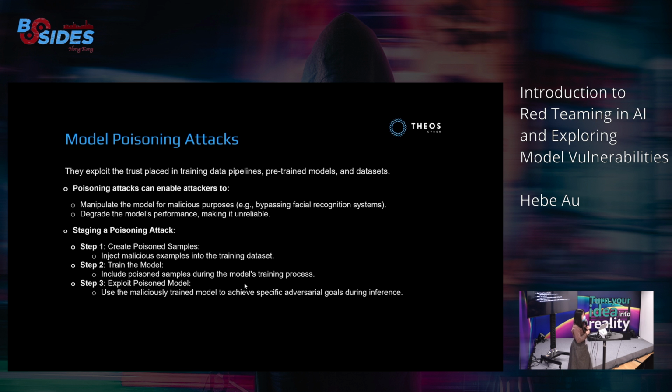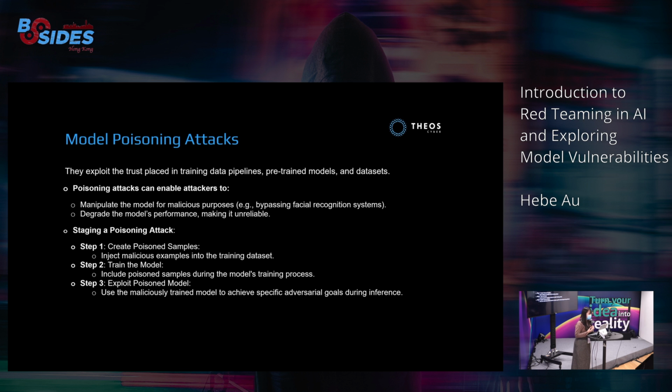So what does poisoning data enable an attacker to do? The first requirement is that I must have access to the data set. They exploit the trust in the training data pipeline for pre-trained models and data sets. So I must have access to the training data pipeline, to the model, and to the data set.